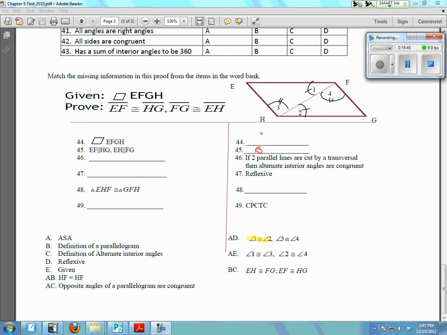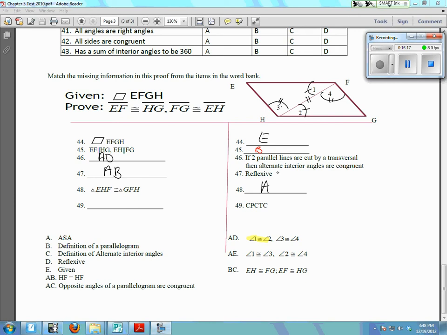Again, if two parallel lines are cut by transversal and alternate interior angles are congruent, that's my reason. My statement should be AD over here. The reflexive property, the only thing on here that's reflexive is showing AB, which hopefully makes sense because that's the segment we need to show this triangle up top congruent to triangle on the bottom. And they're congruent by angle, side, angle. So triangle EHF is congruent to triangle GFH by angle, side, angle, which is A.